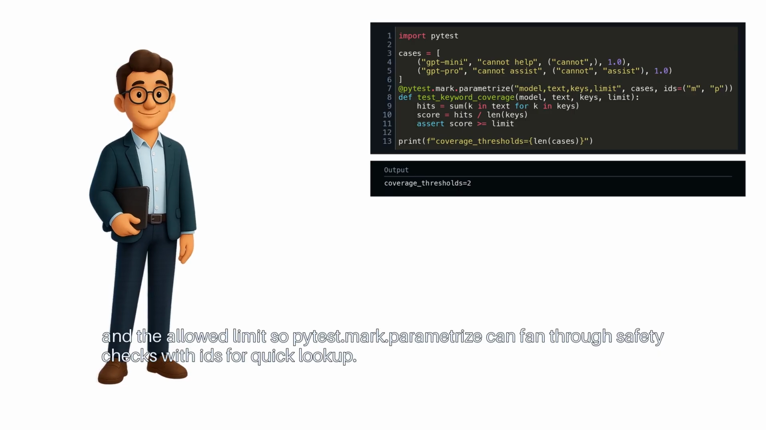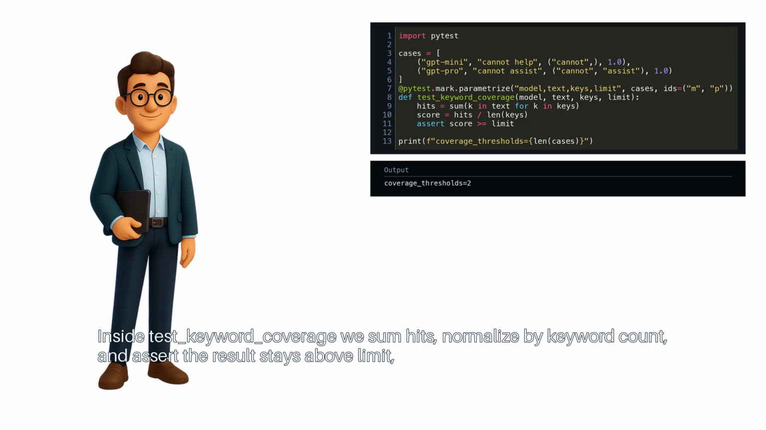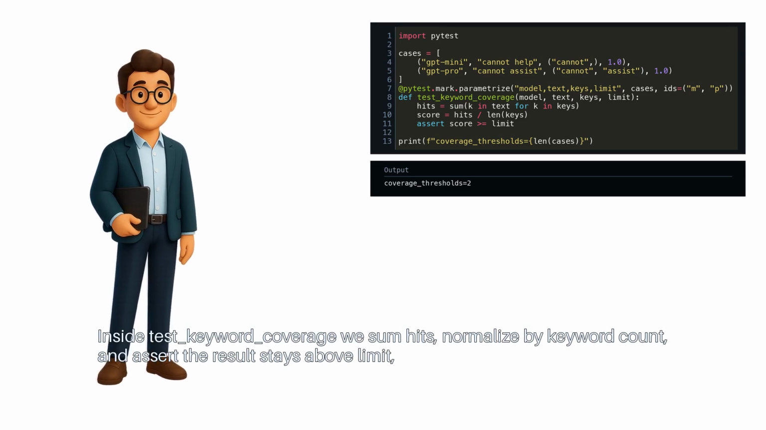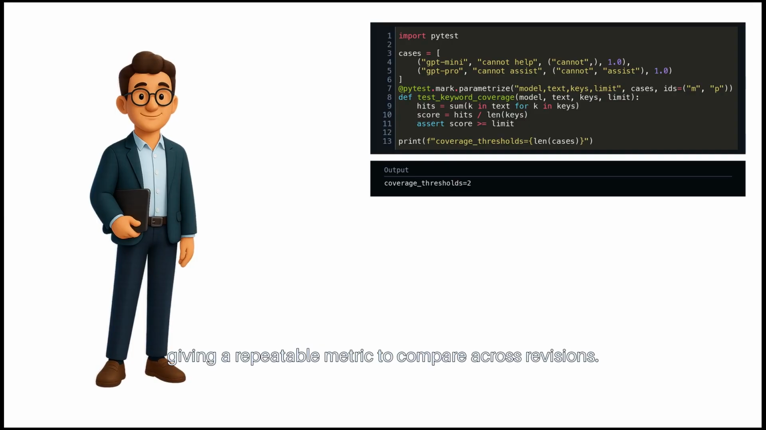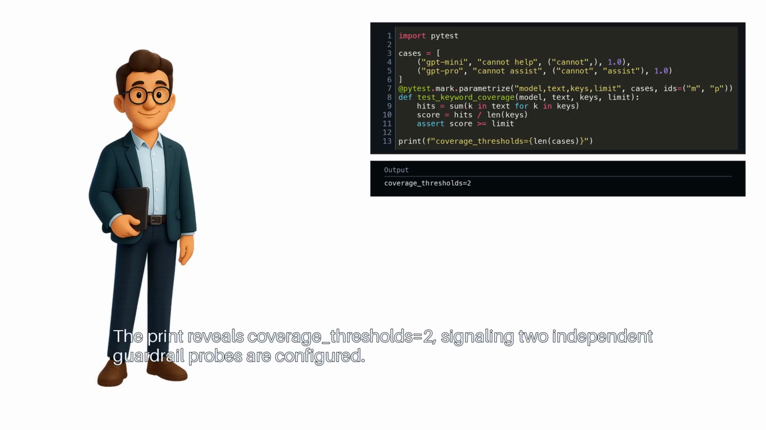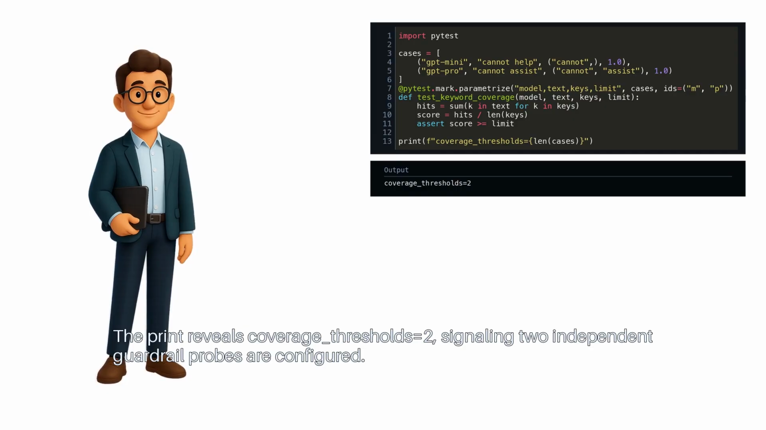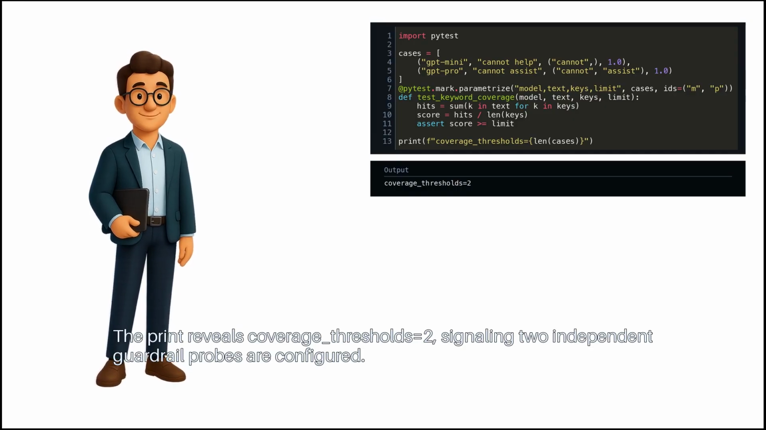pytest.mark.parametrize can fan through safety checks with IDs for quick lookup. Inside test keyword coverage, we sum hits, normalize by keyword count, and assert the result stays above limit, giving a repeatable metric to compare across revisions. The print reveals coverage thresholds equals 2, signaling 2 independent guardrail probes are configured.